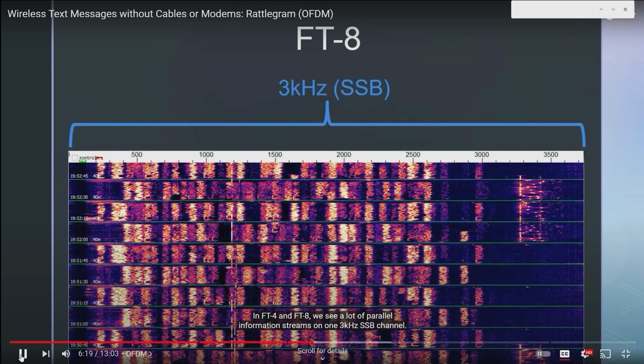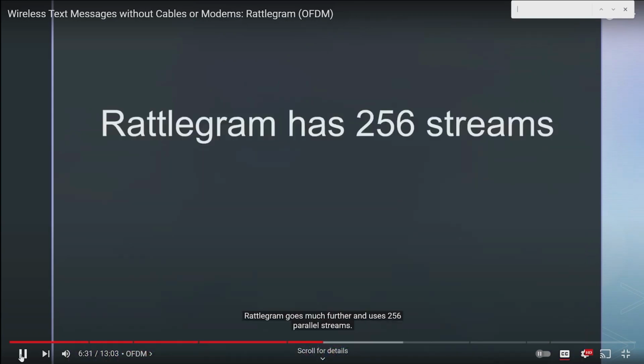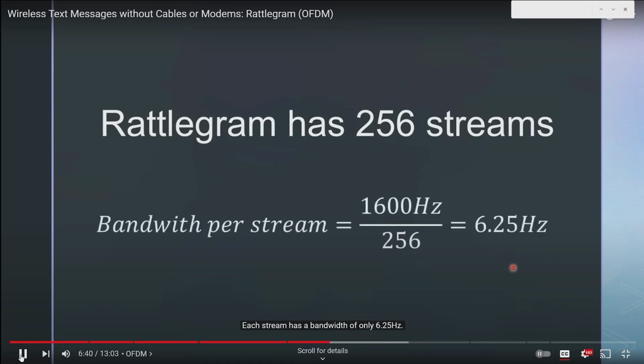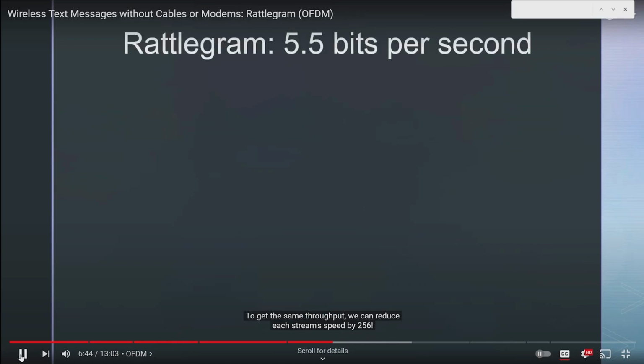In FT4 and FT8 we see a lot of parallel information streams on one 3 kHz SSB channel. Each FT8 stream has only a 50 Hz bandwidth. Rattlegram goes much further and uses 256 parallel streams. Each stream has a bandwidth of only 6.25 Hz. To get the same throughput, we can reduce each stream's speed by 256.